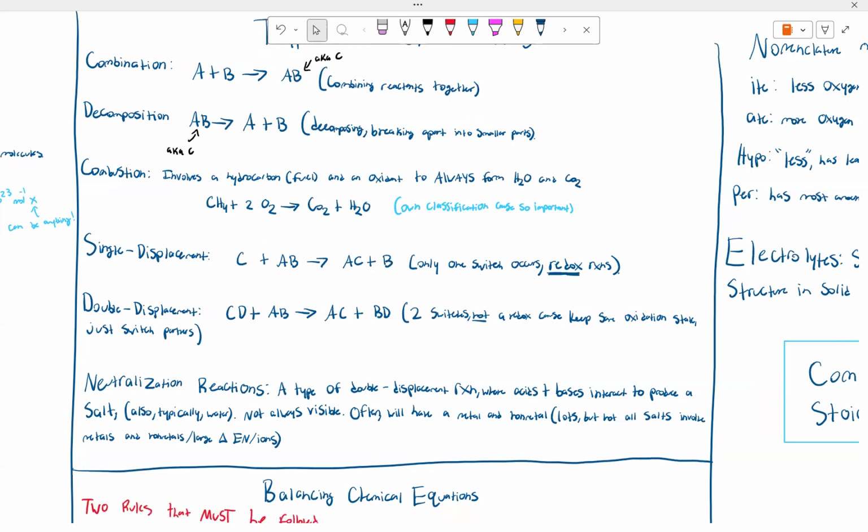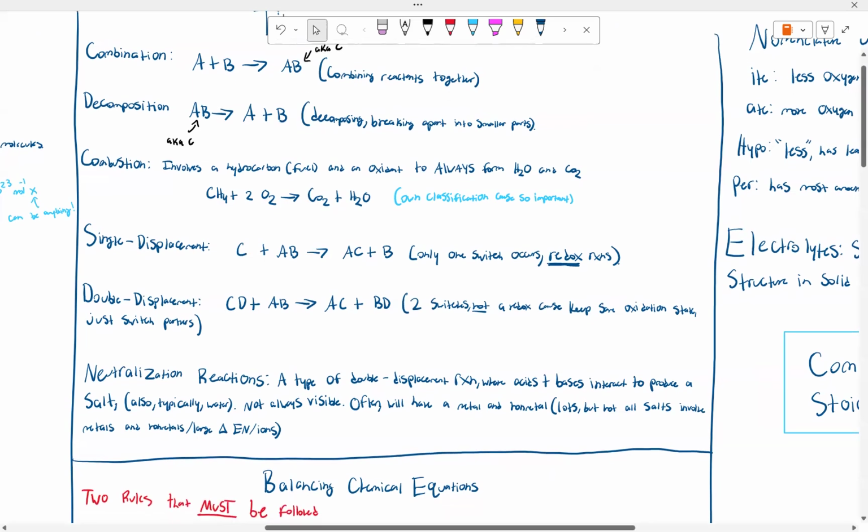Now we're getting into the more tidbit things. With combustion, always think of fire. It involves a hydrocarbon, which is fuel or wood, and an oxidant, or just oxygen from the air, to always form water and CO2. Water is more or less a byproduct, like when you burn wood, but CO2 is the stuff that will kill you eventually, since it'll make your blood acidic.